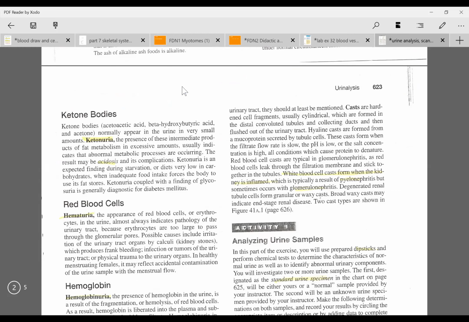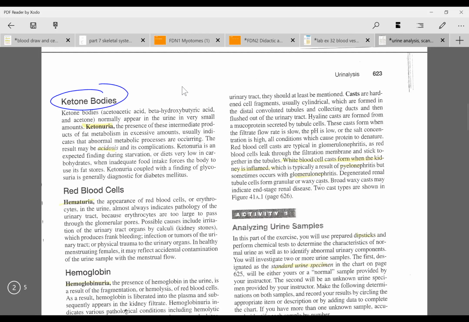You can find ketones in the urine. So on that dipstick, it will have a spot to measure for ketones. If ketones are found, that's ketonuria. Usually it has to do with fat metabolism and excessive amounts. This can put a person in an acidotic state.